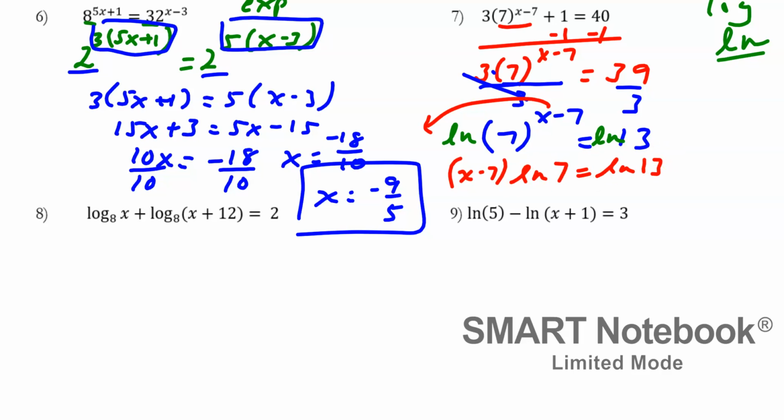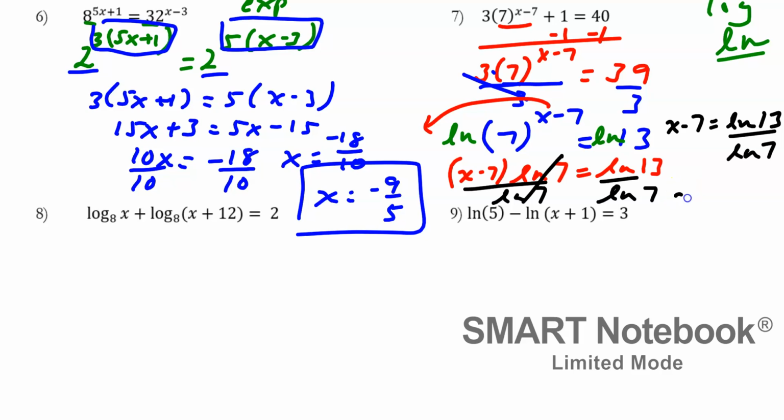And as I've suggested previously, I would suggest dividing both sides by ln of 7 because all of this is multiplying x by 7. Really helps get the variable isolated. So you have x minus 7 equals ln of 13 divided by ln of 7. Let me rewrite that just to be a little bit more clear. That should say ln of 13. Then the last thing we need to do to get x by itself is add the 7 to the other side. So my answer in exact form is ln of 13 over ln of 7 plus 7.